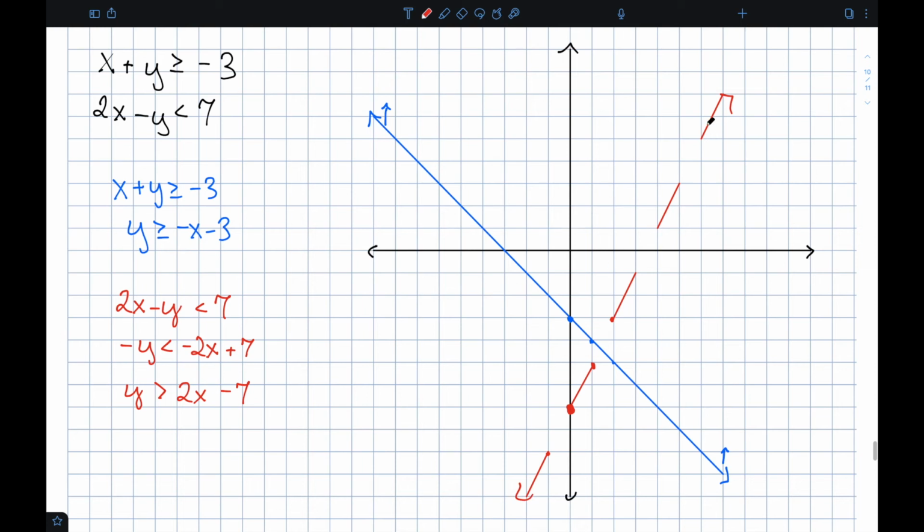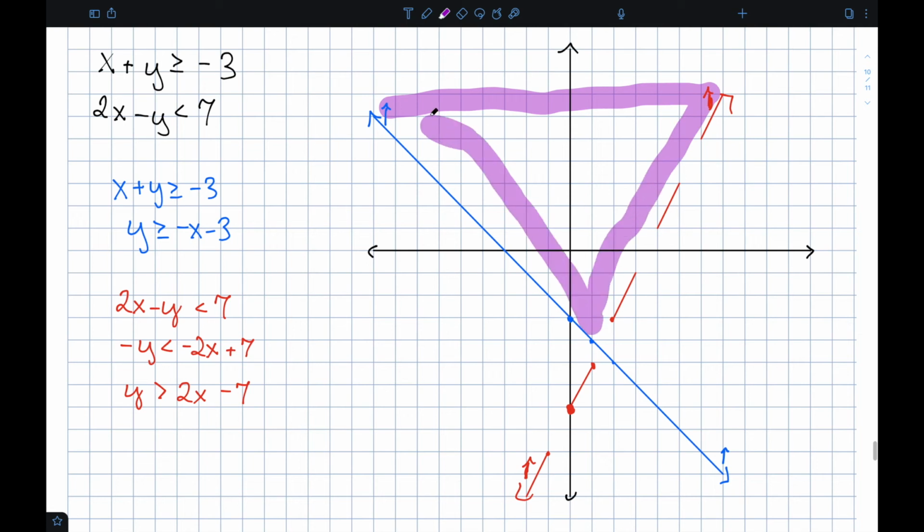Once again, I need y greater than, so I need bigger y values. So this time I'm going to shade on this side of the line. And so this region up here is the only one that's shaded by both the red line and the blue line. I need to be both above the red and above the blue. So this region right here would be my solution.